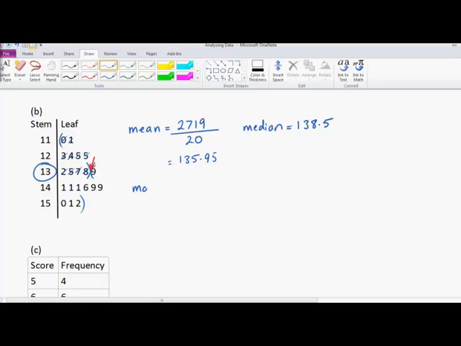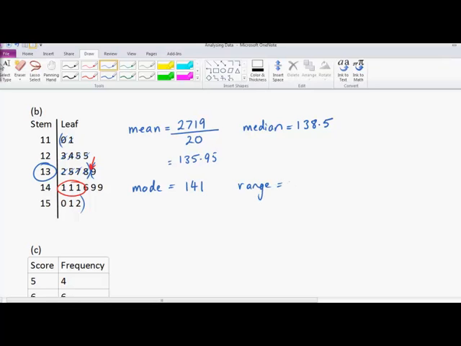Alright, on to the mode. The mode is usually the quickest one to find. Just looking for the one that occurs the most common or the most frequent number of times. So to me it looks like the 111 in the 14s row is the most common. So what number is that? That's 141.